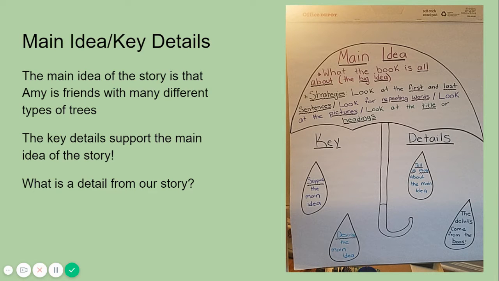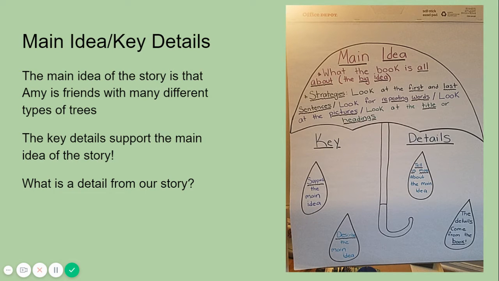We are going to continue to talk about the main idea of our book and the key details that go along with it. We all know that the main idea is what the book is all about. It's the big idea of the story. We know the main idea of this story, Make a Tree Friend, is that Amy is friends with many different types of trees. That is what our book is about.